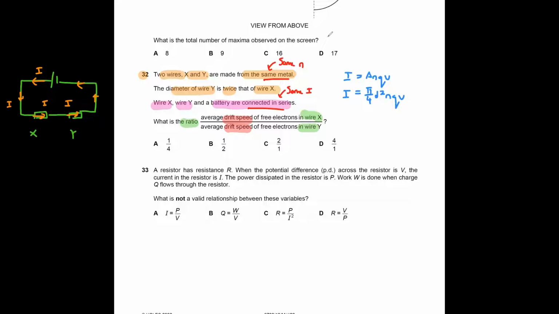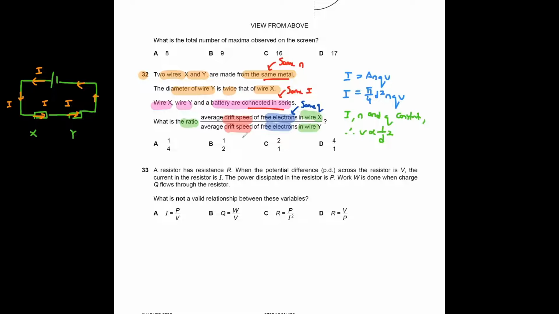Okay. And the last thing to note here is that they mention drift speed of free electrons. So you're talking about electrons, the charge of electron is also always going to be the same, which is 1.6 times 10 power minus 19 coulomb. So you also have same q here. So these are the three things that should be constant for wire X and Y. From here, you can now work out this relation. I, n, and q constant. Therefore, v is inversely proportional to d squared. This is the relation that you have.